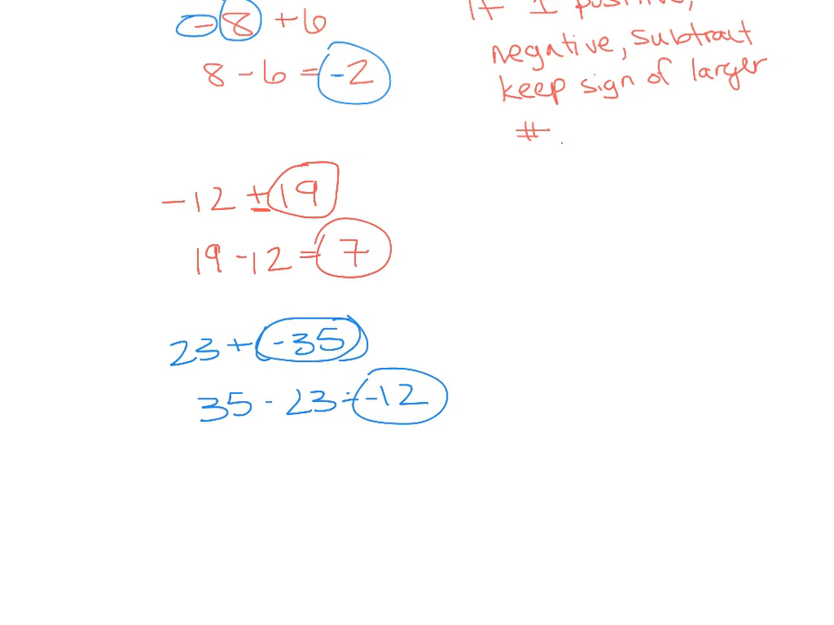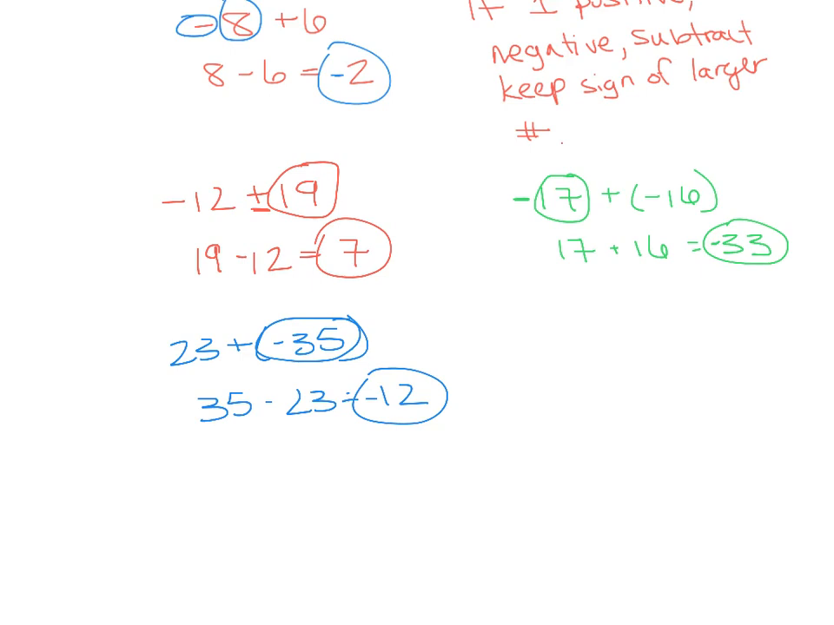If we had something like negative 17 plus negative 16, we have the same signs, so we just add 17 plus 16, and we get 33. 17 is the larger number, and it has a negative sign, so it's negative 33.